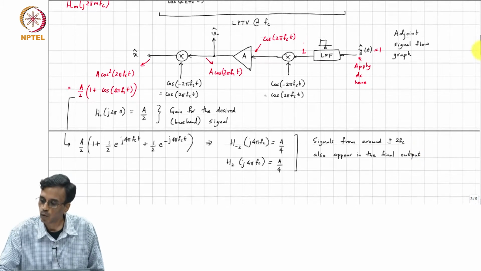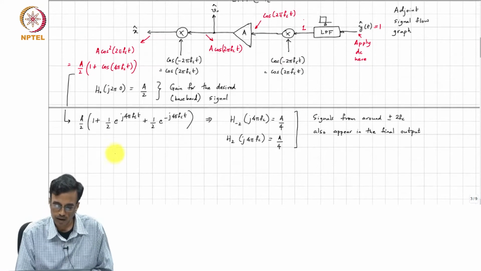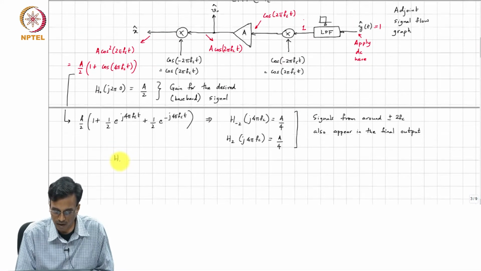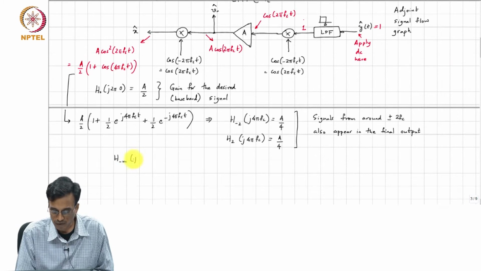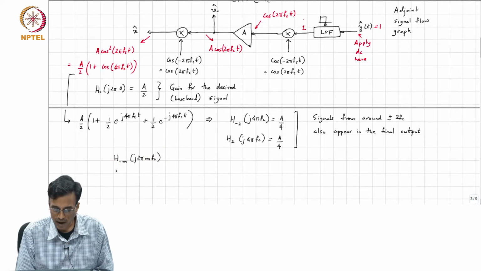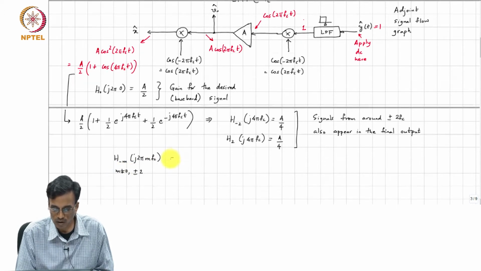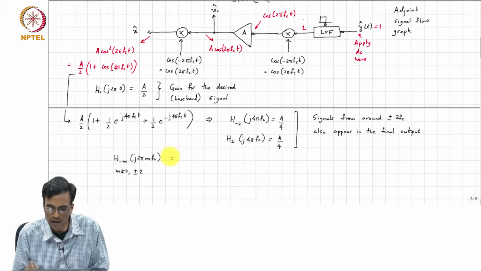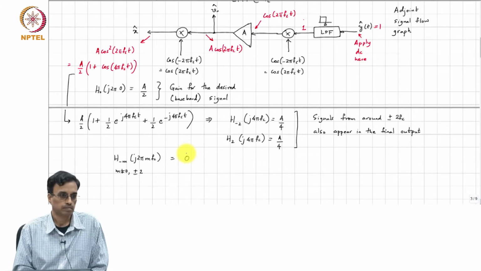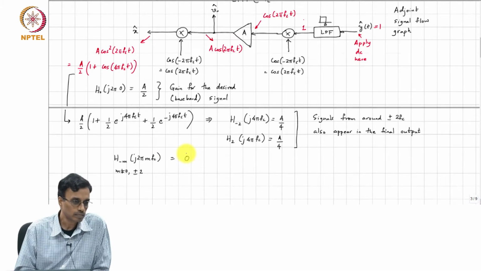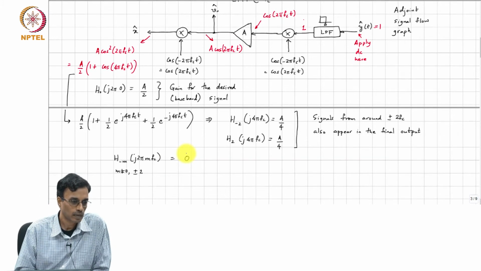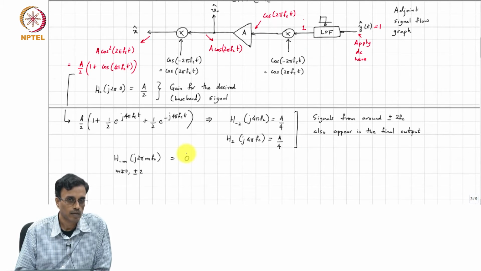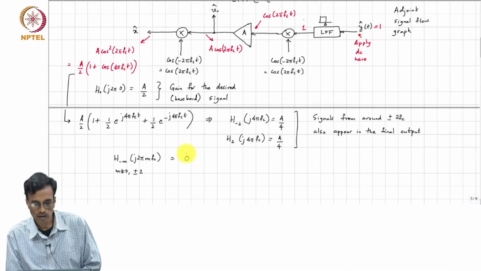Right. What comment can we make about h sub minus m of j 2 pi m f c for m not equal to 0 and not equal to plus minus 2? Those will be 0. They will all be 0. Does that make sense? Okay.